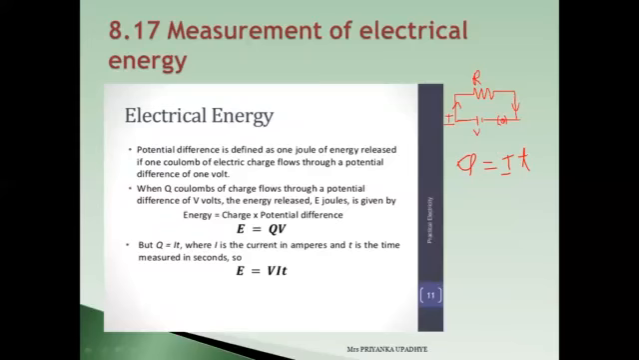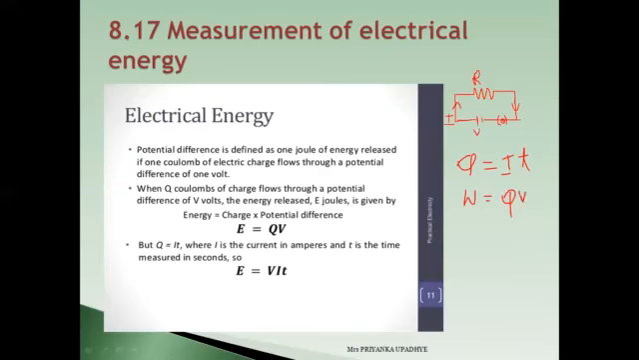Next, by the definition of potential difference: it is the work needed to move a charge Q through a potential difference V, from infinite position to that particular point. So we write W is equal to Q into V.